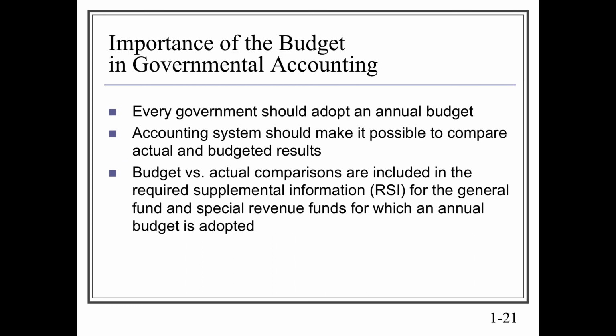Every government should adopt an annual budget. A budget, when adopted according to procedures specified in state laws, is binding upon the administrators of a government. Accordingly, a distinctive characteristic of governmental accounting is the formal reporting of the legally approved budget compared with actual results for the general fund and all major special revenue funds that have a legally adopted annual budget.